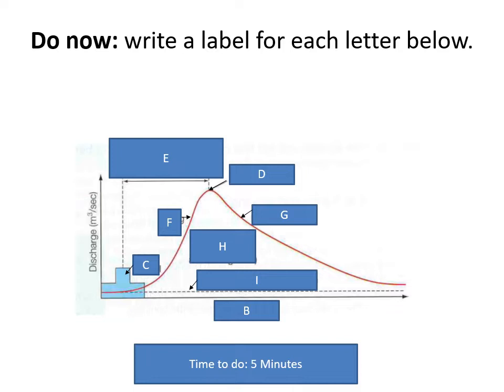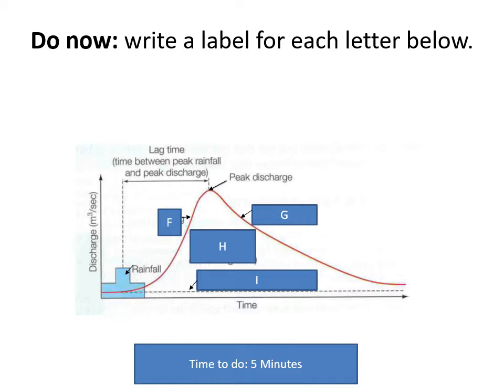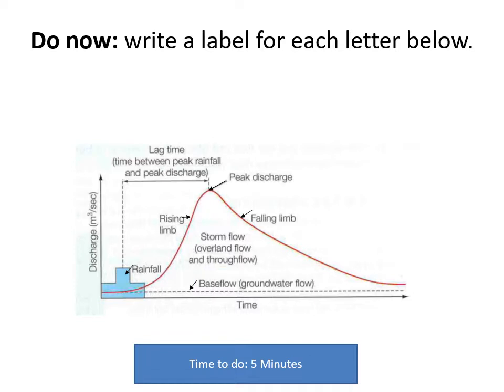Okay, answers time. So discharge and time are our two axes. Rainfall, peak discharge, lag time, rising and falling limbs, the storm flow and the base flow. Please double check those, correct any that you've got wrong, and we shall move on.